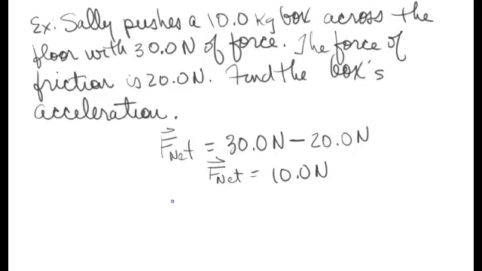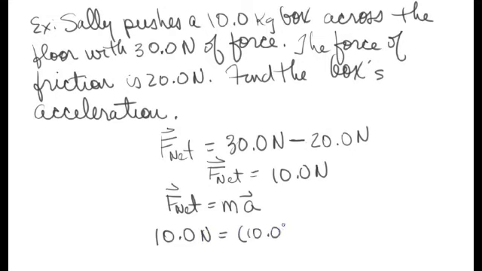Okay, now the net force is equal to the mass of the object times the acceleration of the object. We just calculated that the net force is 10 newtons. The box, we are told, is 10 kilograms. And the acceleration is the variable. You see that the acceleration here is 1.0 meters per second squared, and it's positive, so it's moving to the right, which is the direction of Sally's push.